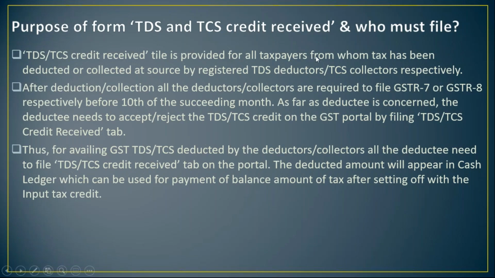So it is provided for all the taxpayers from whom tax has been deducted or collected at source. After deduction, the e-commerce operators, the deductors and the collectors, are required to file GSTR-7 and 8 by the 10th of the succeeding month. So far as a deductee is concerned, you need to accept or reject the TDS and the TCS credit on your GST portal. Once 7 or 8 is filed by them, you will file the acceptance or rejection. Thus, for availing the credit deducted by the deductors and collectors, all the deductees need to file the TDS and TCS credit received tab on the portal.